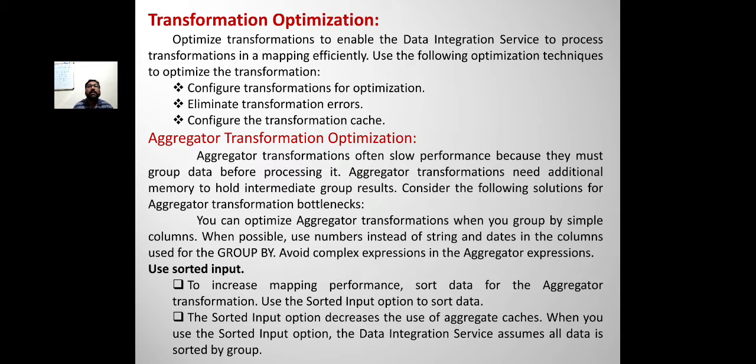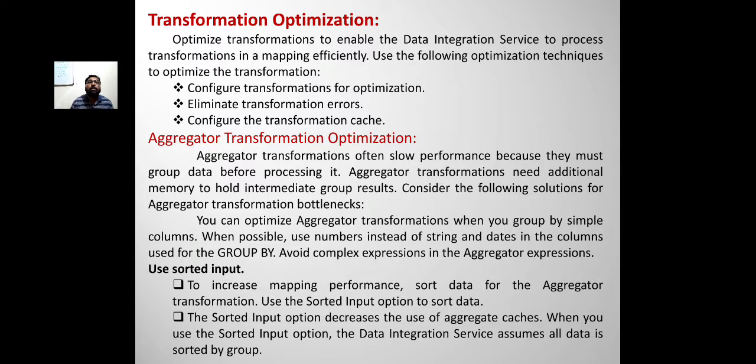Continuing the previous lecture, today's topic is transformation optimization. Optimize transformations to enable the Data Integration Service to process transformations in a mapping efficiently. Use the following optimization techniques to optimize the transformation: configure transformations for optimization, eliminate transformation errors, and configure the transformation cache.